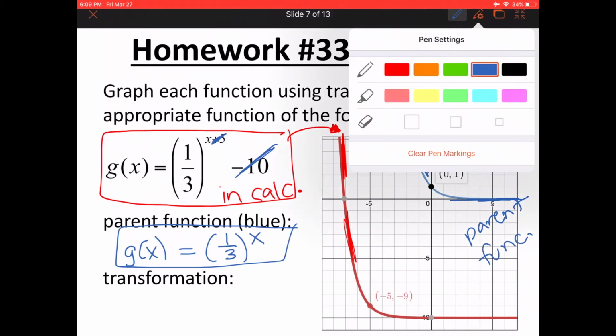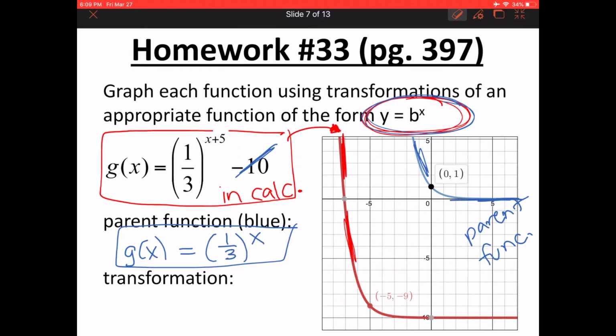All right, so now let me go back in and erase a little of that, because now you need to tell me the transformation. The parent function is always going to go through the point (0, 1). So let's look in our new function at what happened to that point. We went down, and then we also went to the left. And again, we can count it literally on the graph, but we can also look at our equation to give us some of that information.